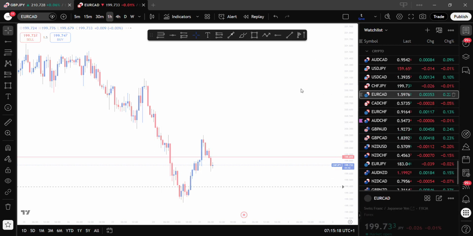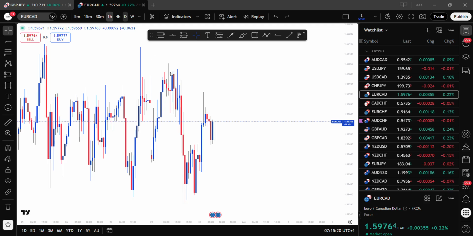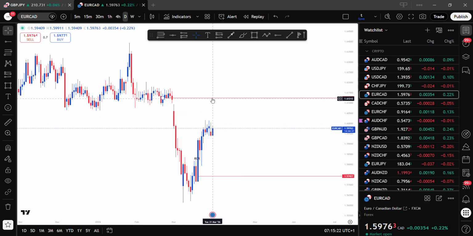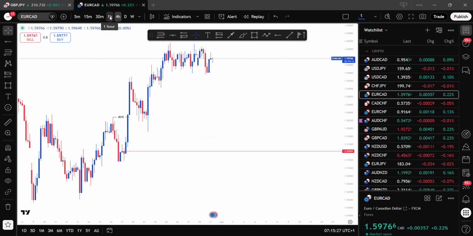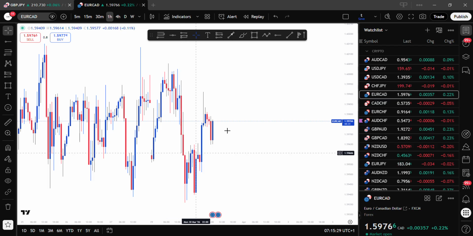If you check EUR CAD on the daily time frame, the market is supposed to buy to this point, then the sell might start happening. If you check on the 4 hours, you can see there's no entry for a buy yet, except that structure it missed on the downside. On the 1 hour as well, there's no entry.